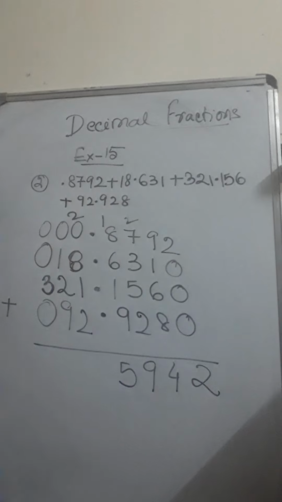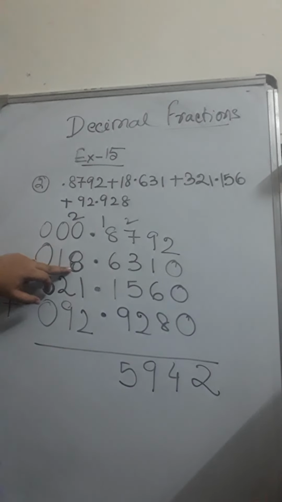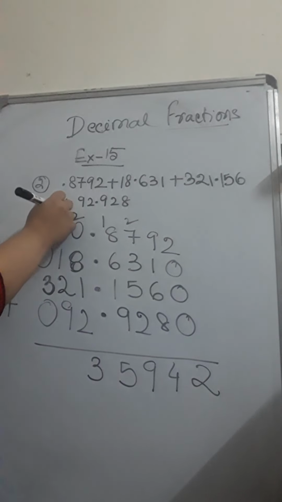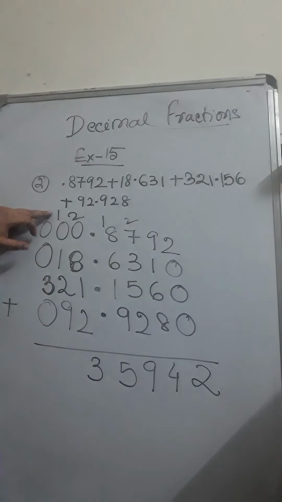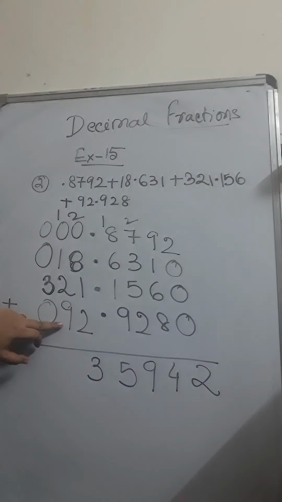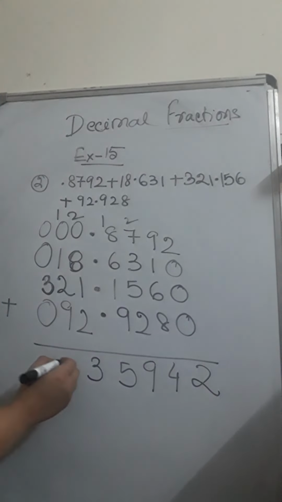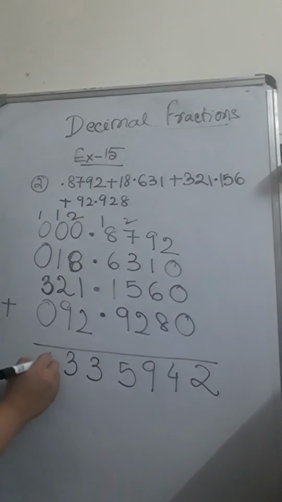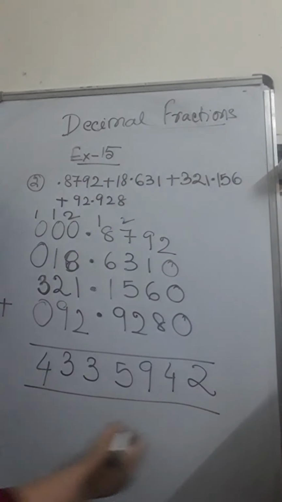Carry 2. 2 plus 8, 10. Plus 1, 11. Plus 2, 13. Carry over 1. 1 plus 1, 2, plus 2, 4. 4 plus 9 will make it 13. 1 plus 3, 4. So our addition is over.